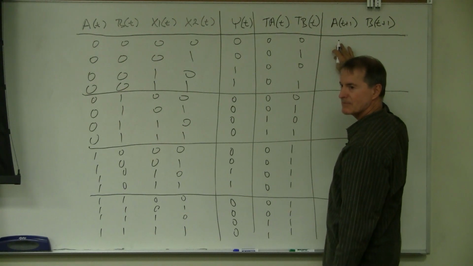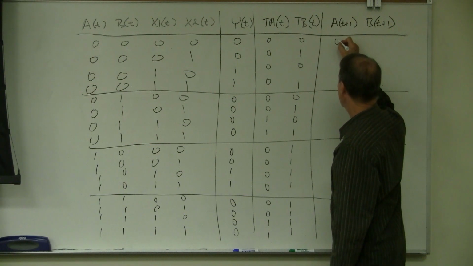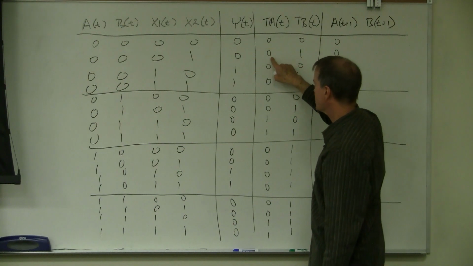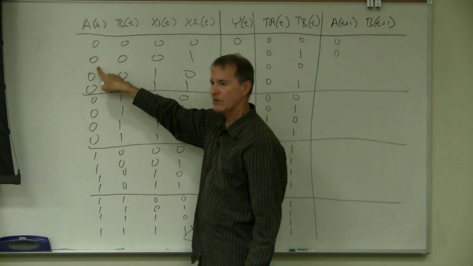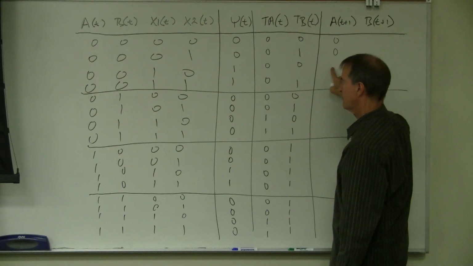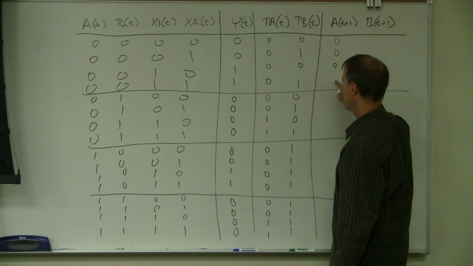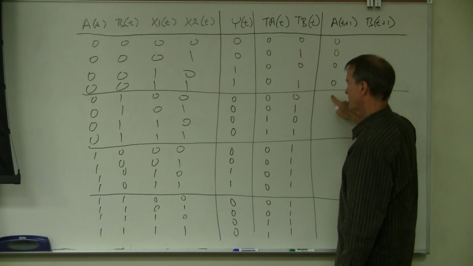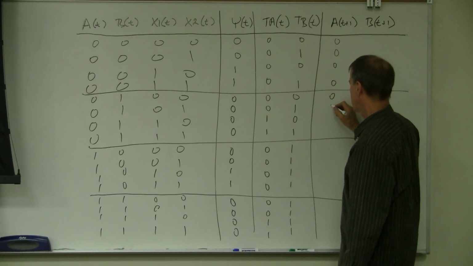Who is next? 0. That would still be 0. Why? Because the state is 0 and the input is 0 here, so it stays the same. And here? 0. And here? 0. And here? 0.